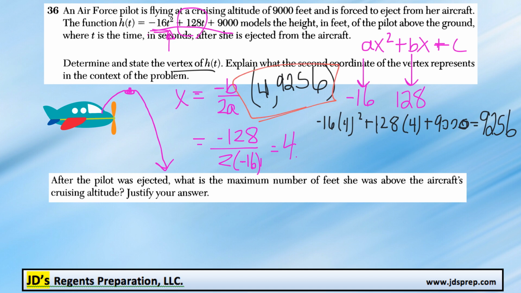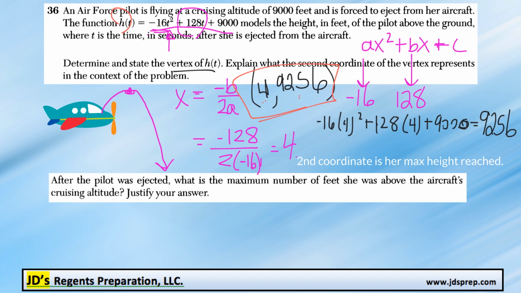Now, it also says to explain what the second coordinate of the vertex represents in the context of the problem. Well, of course, our first value is time, 4 seconds, and our second value, our y value, is our height. So basically, after 4 seconds, her maximum height will be 9,256 feet up in the air. So you could write an explanation of something like that. The second coordinate is her maximum height that's reached at the vertex.